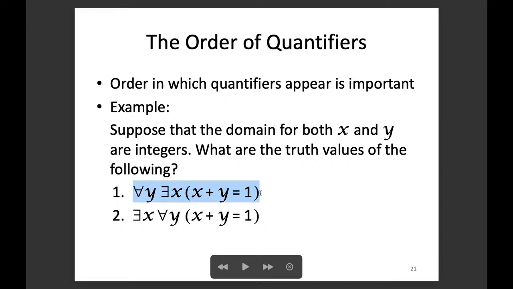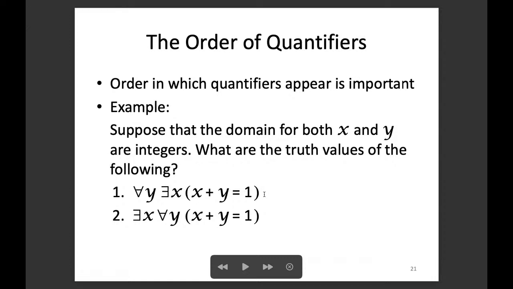Okay, so here it says that for every y there exists x such that x plus y is equal to 1. So we can actually read it from left to right and then use our common sense to understand what it means. It says that for every integer y that you can imagine, there is always some x that you can find so that the result of x plus y is equal to 1.